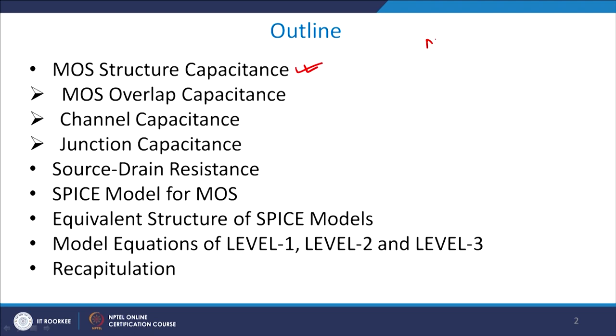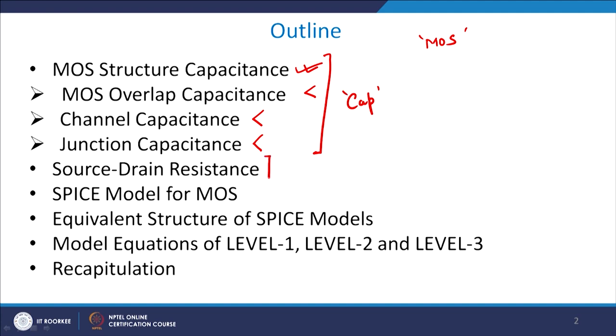Therefore, given a MOS structure, I will be describing its capacitances, how a capacitance looks like, and what the important parts are. The first is the overlap capacitance. We will look at channel capacitances. We will look at junction capacitances. This will take care of the capacitance modeling of our device.